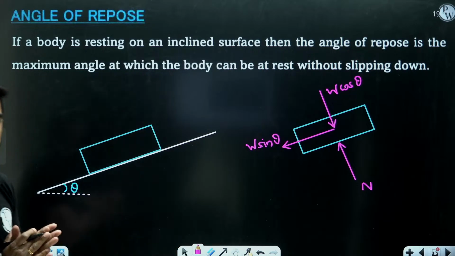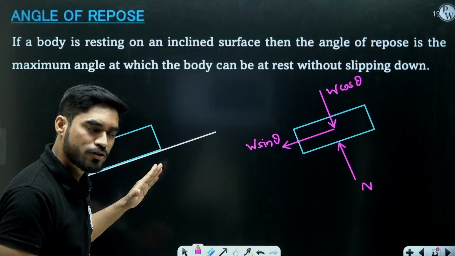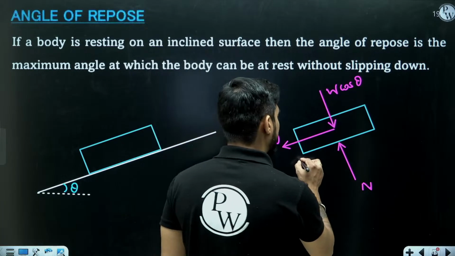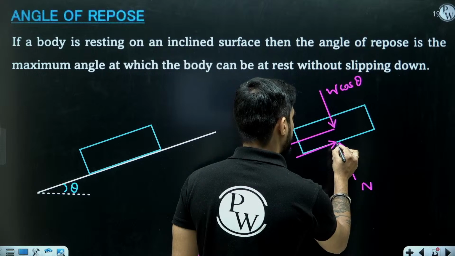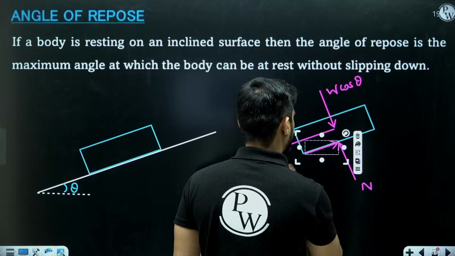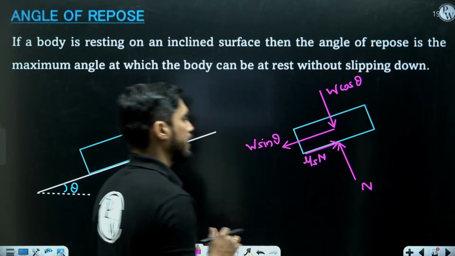And we are assuming that this body is just about to fall down. So the friction force will be acting upward and it will be limiting friction, because we are assuming it is just about to fall down, na? So it will be limiting friction. So its value will be mu s into n.